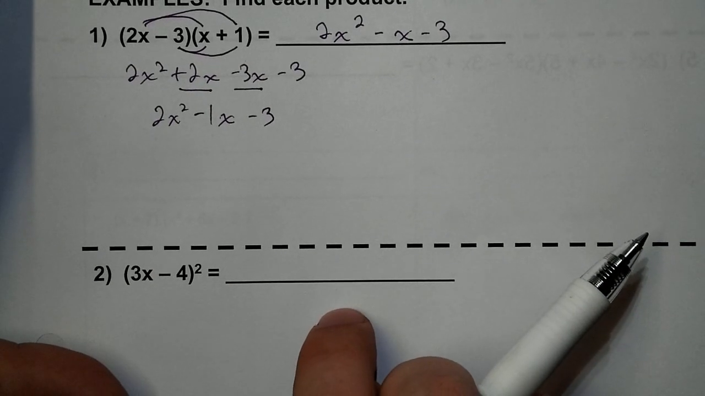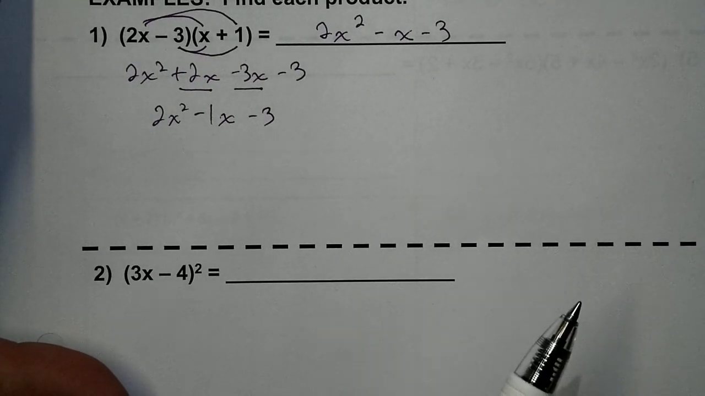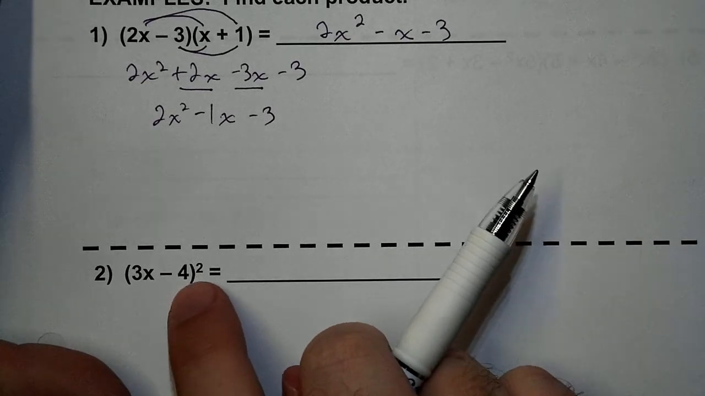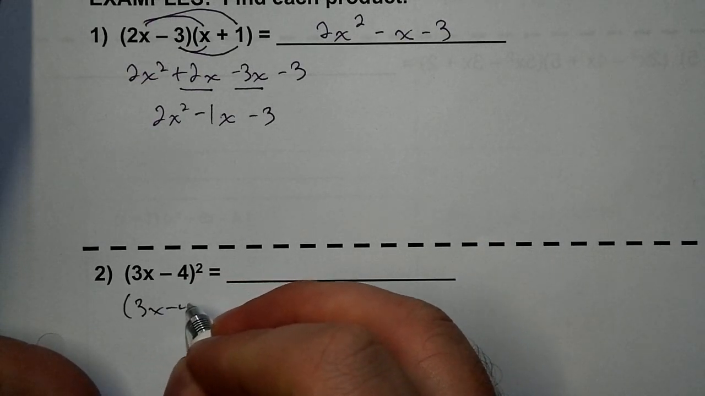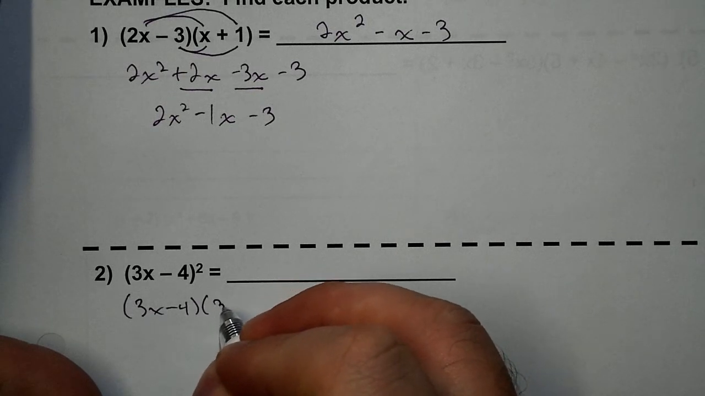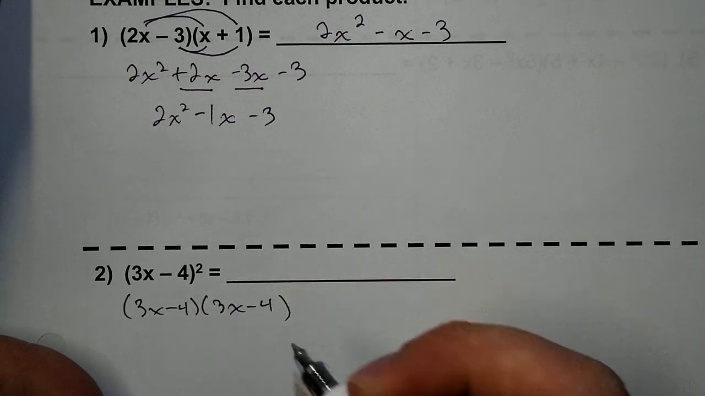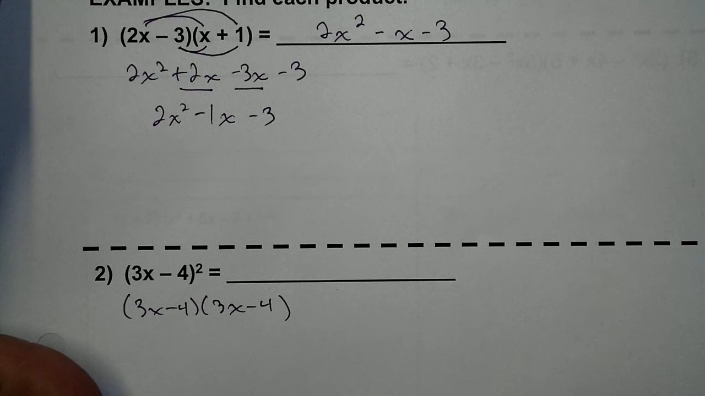Push pause on the video and then push play when you're ready to see it, okay? Just remember, 3x minus 4 squared just means 3x minus 4 times 3x minus 4. So work that out, push play when you're ready to see the answer. Okay, hopefully you push pause and finished.